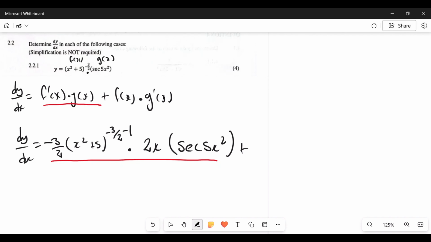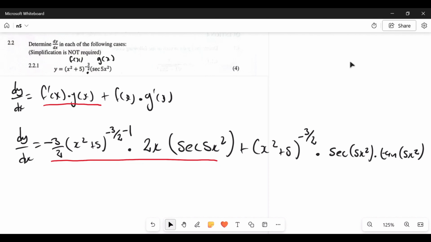Now this time around, on the second term, we leave f(x) as it is. So f(x) is (x² + 5) to the power of negative 3 over 2, multiplied by the derivative of g(x). For g(x), we have sec 5x². First of all, we need to derive sec. We know that it's sec 5x² multiplied by tan 5x². Let me zoom down here, guys, so that we can finish this derivative.